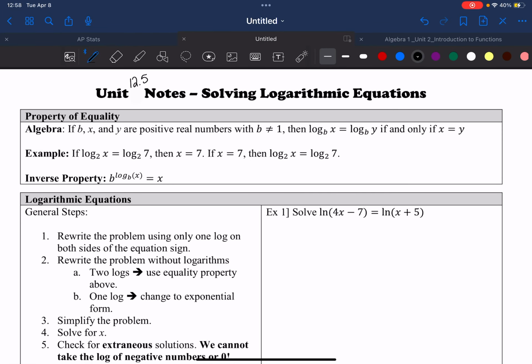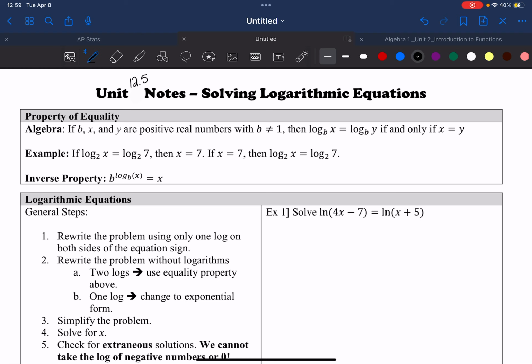Okay, this is solving logarithmic equations. So starting off with the property of equality, it says if b, x, and y are positive real numbers with b not equal to 1, then log base b of x is equal to log base b of y if and only if x equals y.